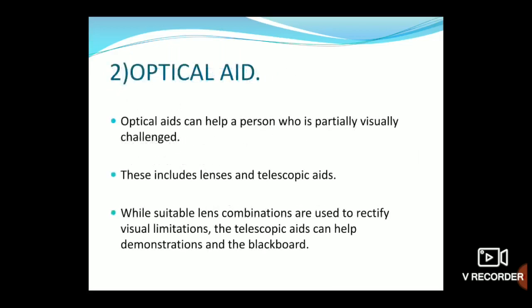Next, moving to optical aid. Optical aid includes lenses and also telescopic aids. While suitable lens combinations are used to rectify visual limitations, the telescopic aids can help to view class demonstrations also.